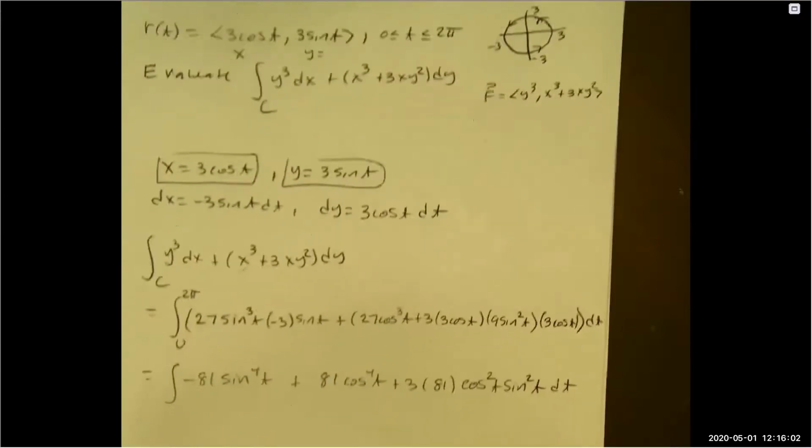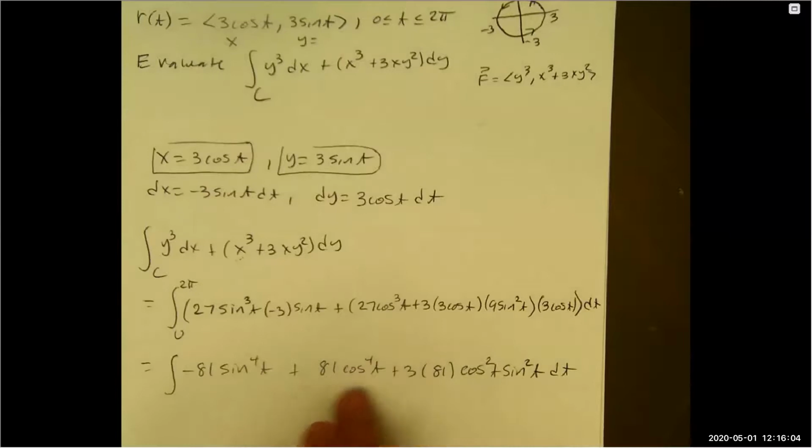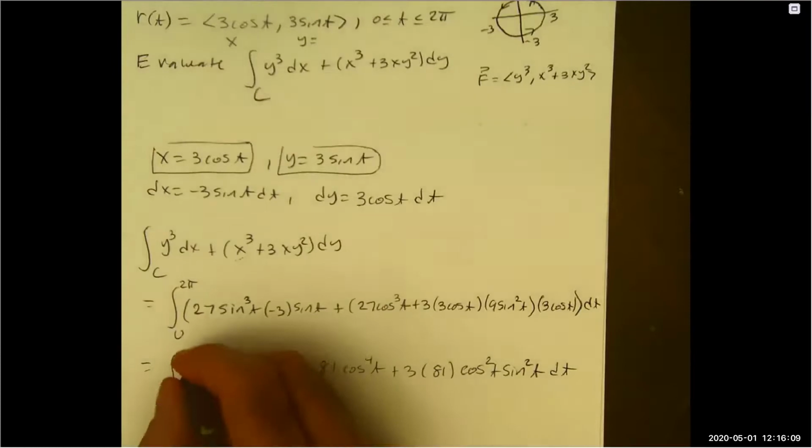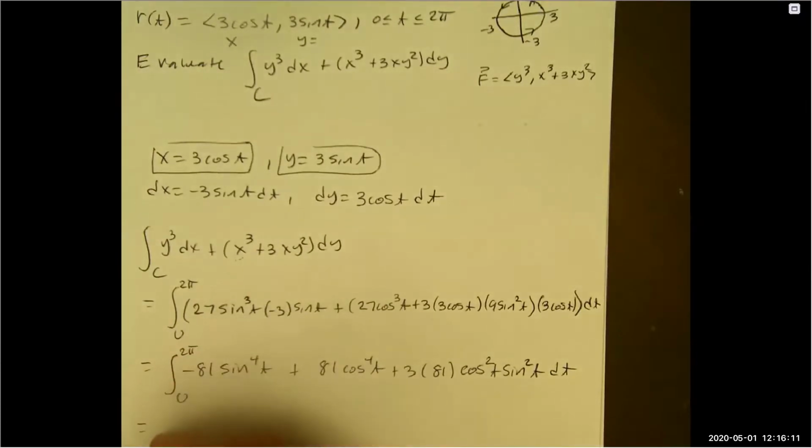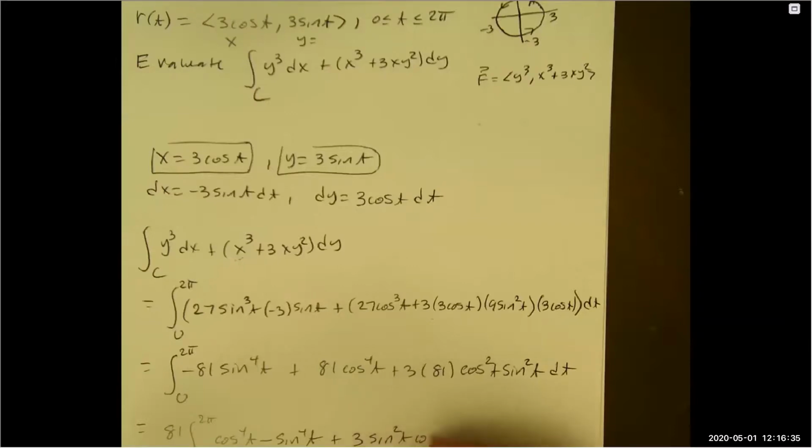So we have that. And one thing you may notice is that we have an 81 that we can take out of everything. So let's go ahead and take that out. We're going to have 81, and then the integral from 0 to 2 pi of cosine to the 4th of t minus sine to the 4th of t, and then here we're just going to have 3 sine squared of t cosine squared of t.